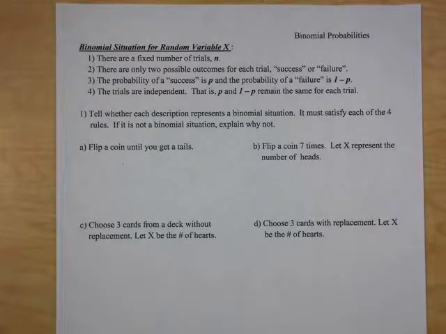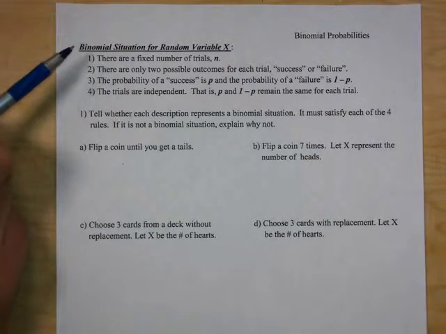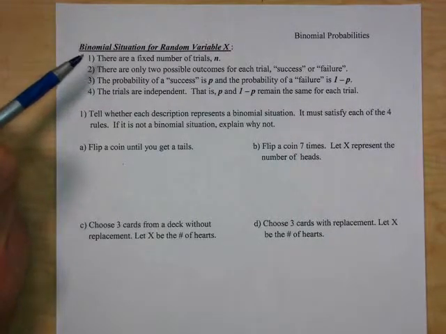Okay, in this video we're going to look at binomial probabilities, and a binomial situation is a pretty important discrete random variable. There are four conditions to recognize a binomial situation for a random variable x, and you can read those up here. The first thing is there's a fixed number of trials, n.